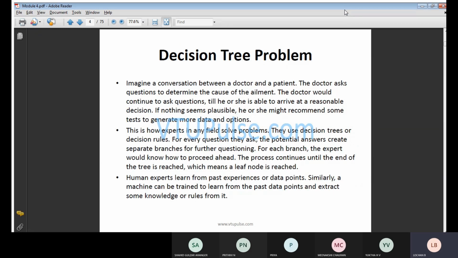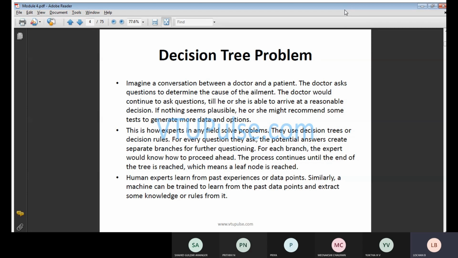Decision tree problem: imagine a conversation between the doctor and the patient. The doctor asks questions to determine the cause of an ailment. This is how an expert in any field solves a problem. This uses decision trees or decision rules. It will create separate branches for further questioning. For each branch, the expert proceeds further. The process continues until the end of the tree is reached, which means a leaf node will be reached.